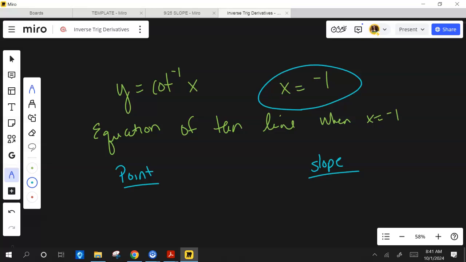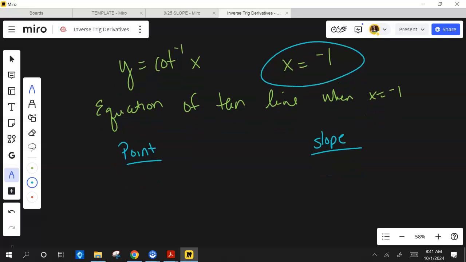That's right. I have half a point, yes. So if half the point is -1, the other half of the point, do we have? Yeah, we do.